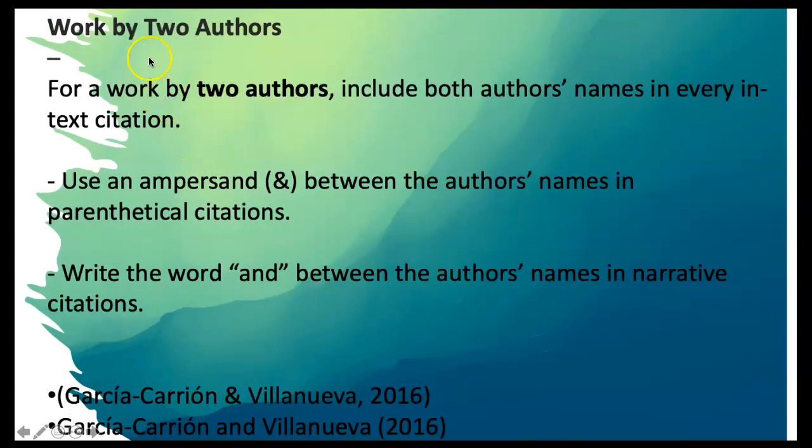When there are two authors for a source, I just showed you how to do it. If you're doing a narrative citation, you would use the word "and." If you're not doing the narrative citation and you're writing the names of the authors inside the parentheses, then you would be using this sign, which is called the ampersand sign. This is very important. These small things are very important and they count towards your grade. So when it's in the text, you're using "and." When it's inside the parentheses, you're using the ampersand sign.